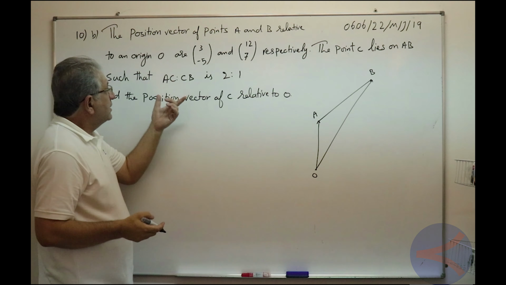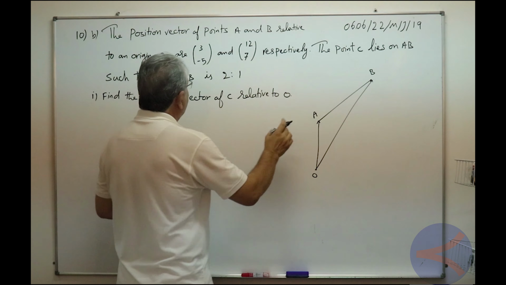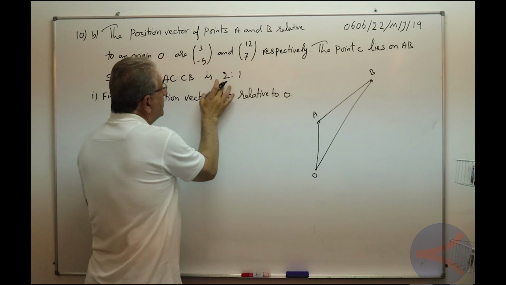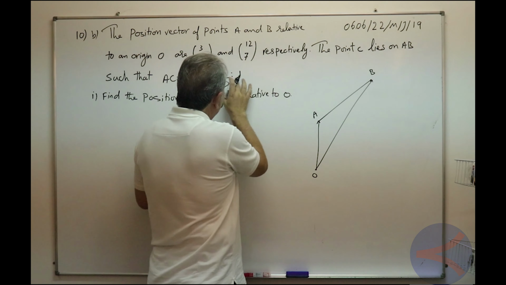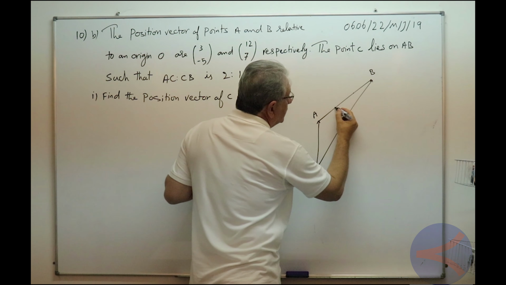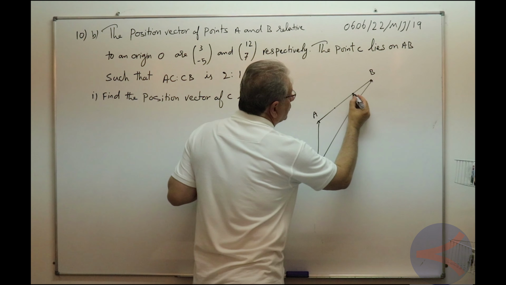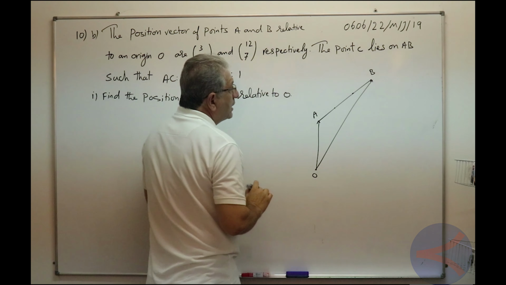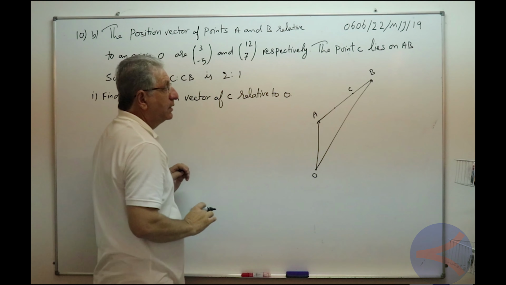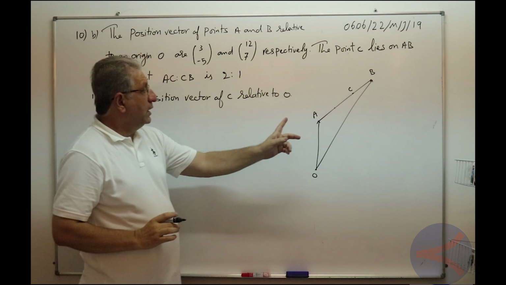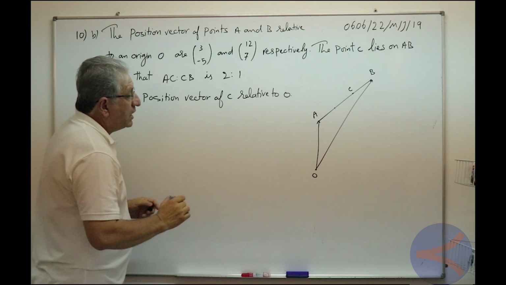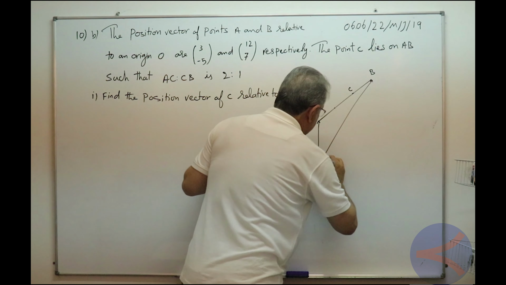Now, you see, the ratio of AC to CB is 2 to 1, therefore C should be somewhere such that AC is double CB. If you add these two, you are going to get 3, therefore you have to divide this into 3 equal portions. So this and this and this are equal. Therefore, C should be somewhere here, so that AC is double CB. Now what he's asking us to find is this, OC.